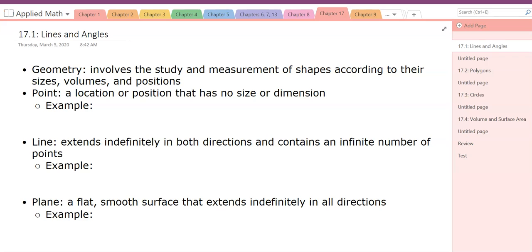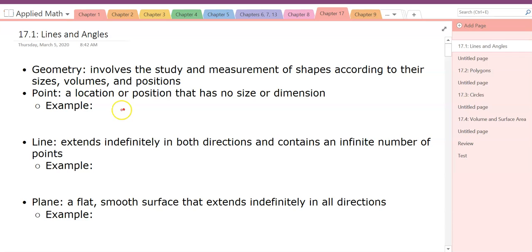So back when you were doing geometry, you spent a lot of time going over what makes up shapes, what the parts of shapes are, what the parts of angles are, points, lines, planes, and all of that stuff. So we're going to go over some of those things again here first. Remember that a point is a location or a position in space somewhere. It doesn't have a size or a dimension. It's just talking about the location of something.